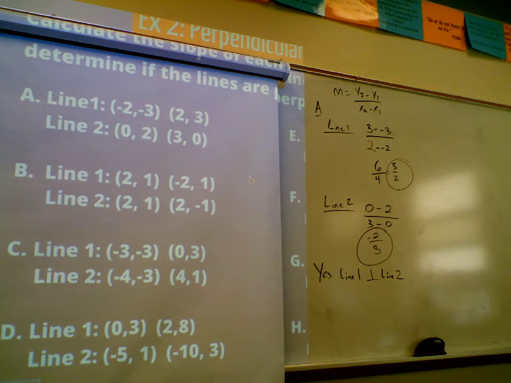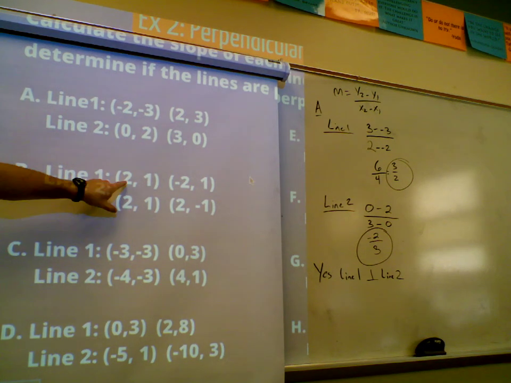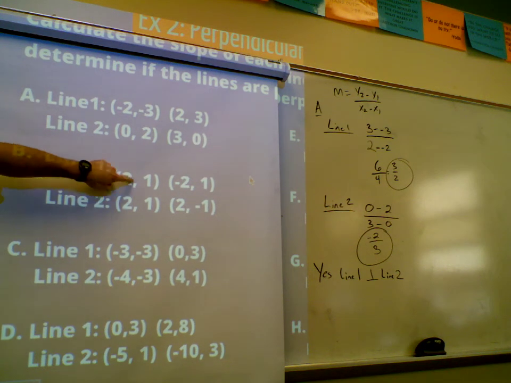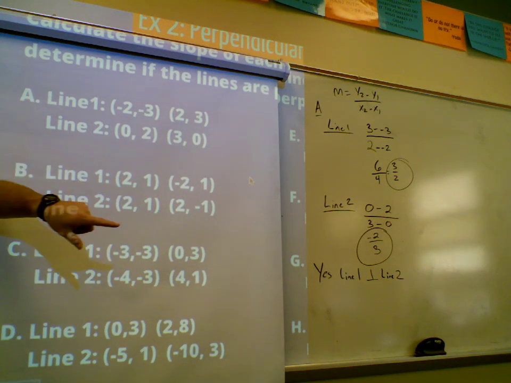Mr. Barron's, quick question. In line 1, is the positive 2 x1 or is that y1? The positive 2 right here. Remember, it always goes x comma y, right? So this 2 is an x, x1, and that 1 is y.